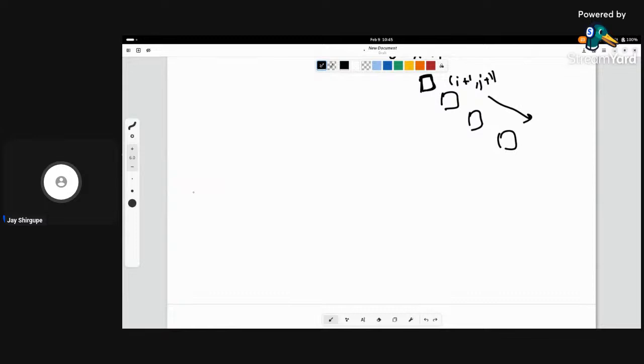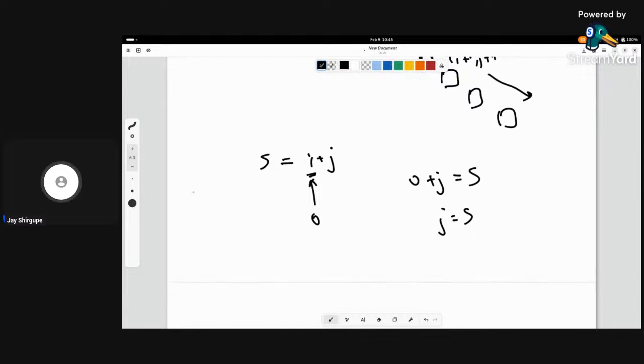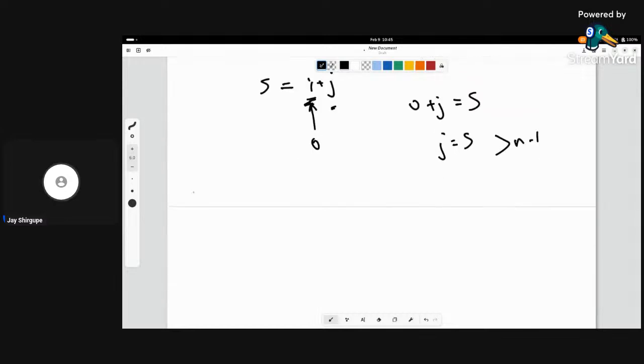So you can reason that you have this sum which is equal to i plus j. When can you assign i equal to 0? Like, when can you start at 0? Well, if you start at 0, then if you insert i equal to 0 into this, your j has to be equal to s. But it may happen that this s is greater than n minus 1. In that case, you can't really have i equal to 0.